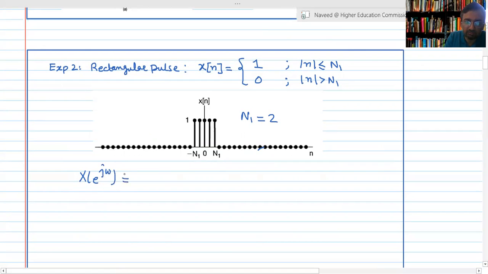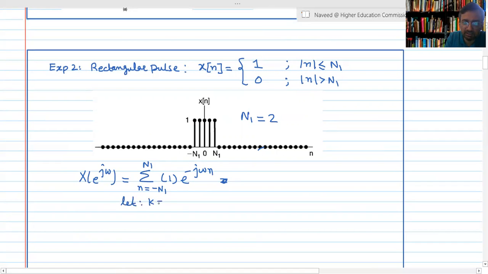Now to find the discrete time Fourier transform of this rectangular pulse, once again we use the discrete time Fourier transform formula. So the limits will now go from minus N1 to plus N1, and the function is 1 between these values, e to the minus j omega n. And here we can find the answer by using the finite sum formula.